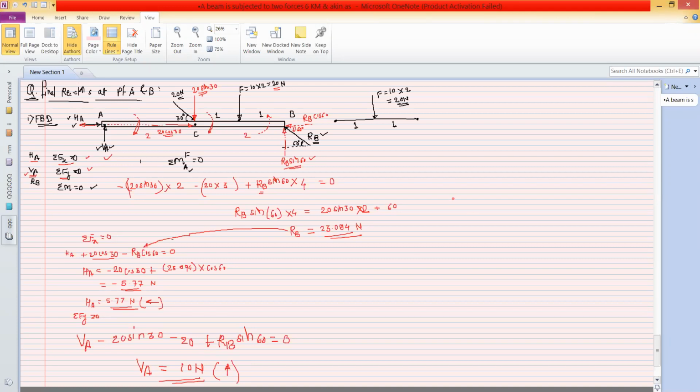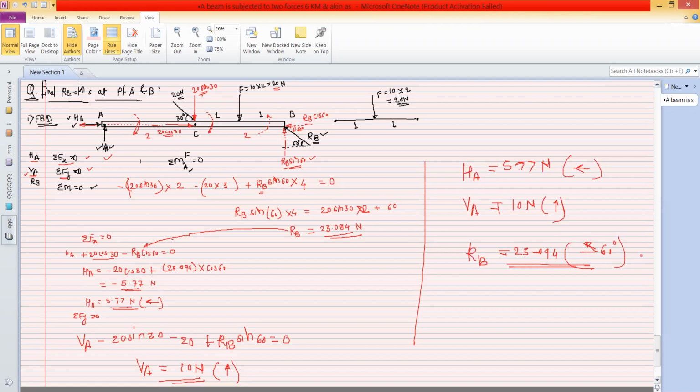Okay. So by using these three conditions, we get HA equal to 5.77 Newton on the negative x side, Va equal to 10 Newton in the positive Y direction, and reaction RB equal to 23.094, and its angle is 60 degree. Okay. So I hope this procedure is clear, how to find the support reactions for the beams.